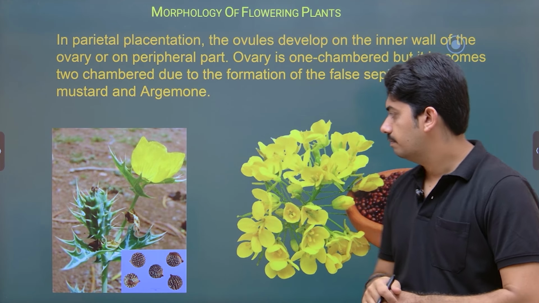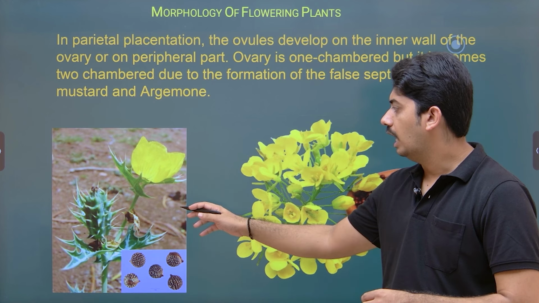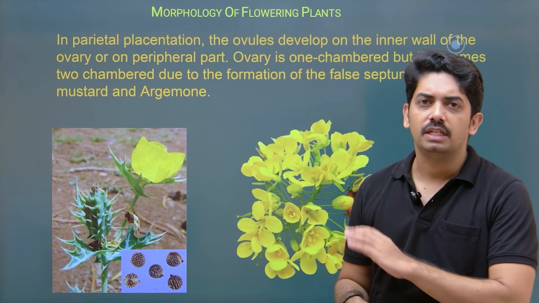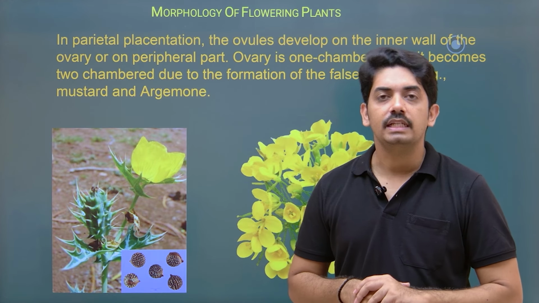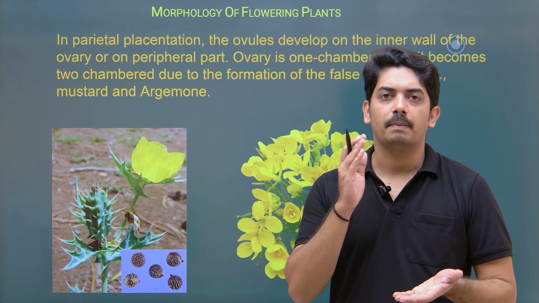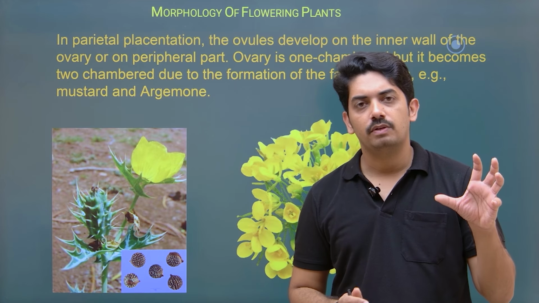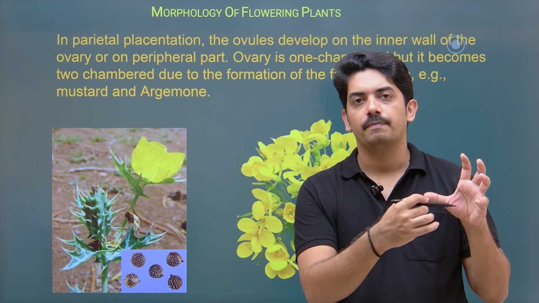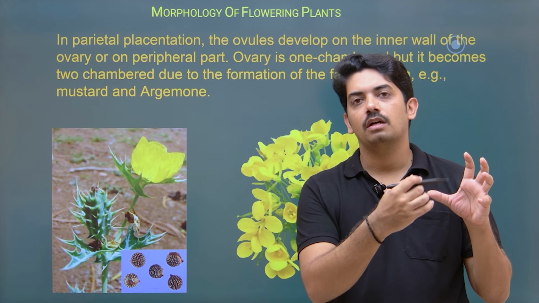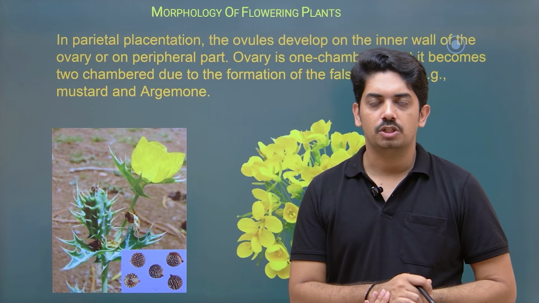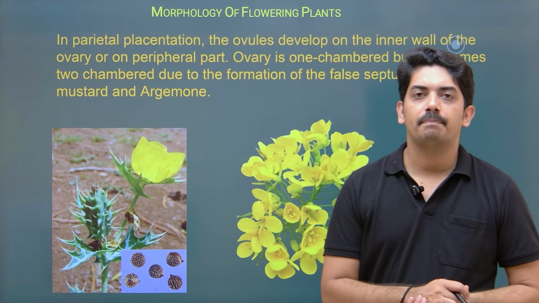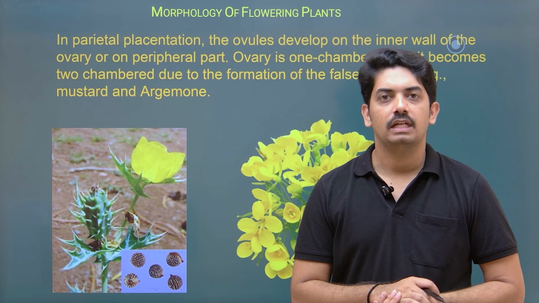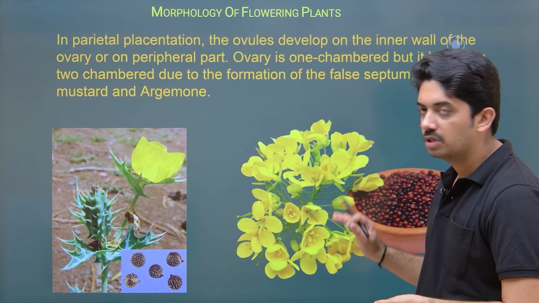Parietal placentation. Actually, this is Argemone, this is mustard. Observation of parietal placentation is difficult here, but it is very clearly observed in papaya. If you take the papaya fruit and cut it, inside you can see on the wall of the fruit the arrangement of seeds. Nothing but the seeds are arranged on the peripheral region. Here ovules are attached to the inner peripheral wall of the ovary. That is called parietal placentation. But you should remember this example.